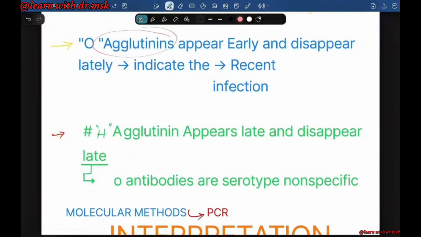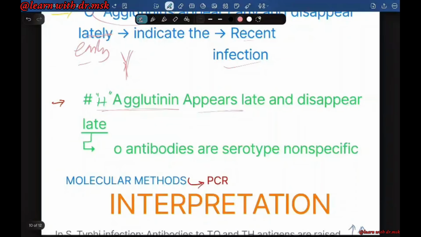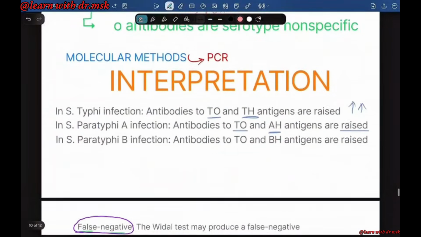What do I mean by agglutinins? Agglutinins, as we know in physiology, are antibodies. If O antibodies appear early and disappear early, this indicates the presence of recent infection. H antibody appears late and disappears late. This can indicate the convalescence period.